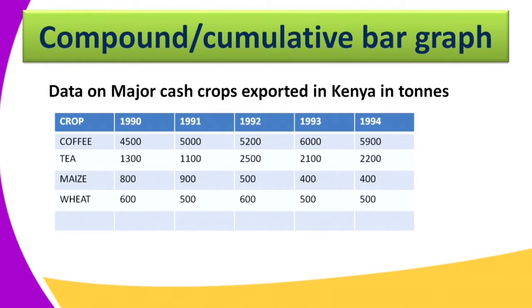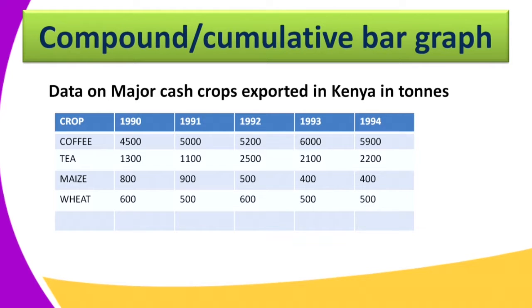So our data is on major cash crops reported in Kenya, and this data is in terms of tons. We have our crops, that is coffee, tea, maize, and wheat. We have our years, 1990, 1991, 1992, 1993, and 1994. For coffee, in 1990, it was 4,500, tea 1,300, maize 800, wheat 600.